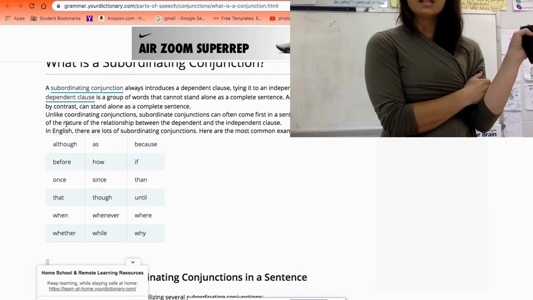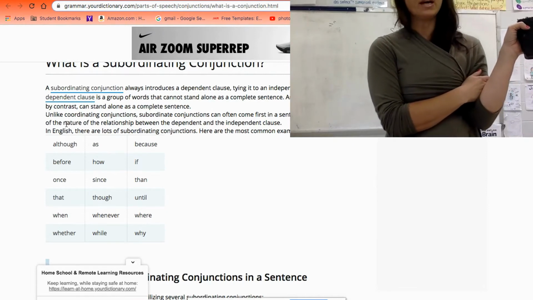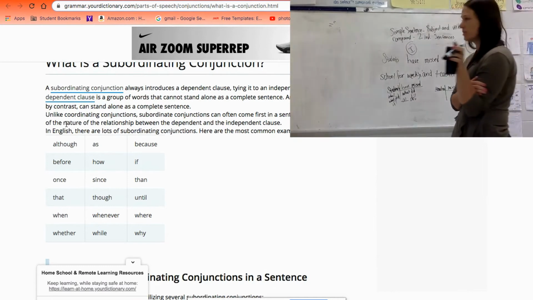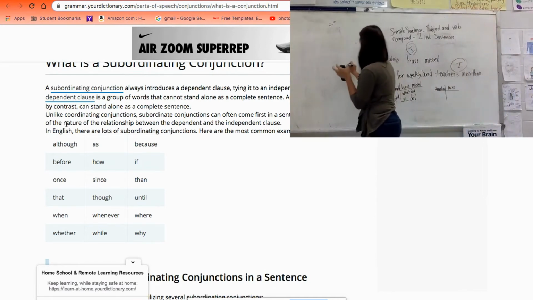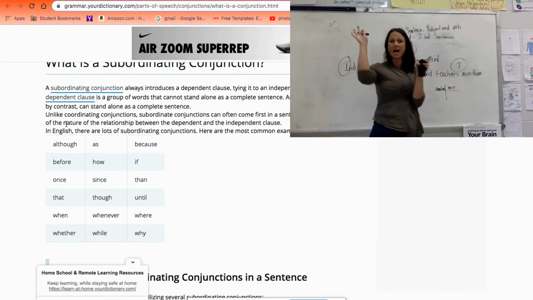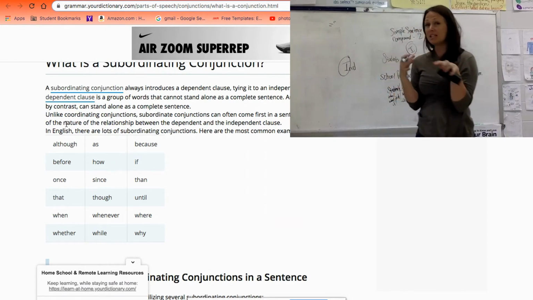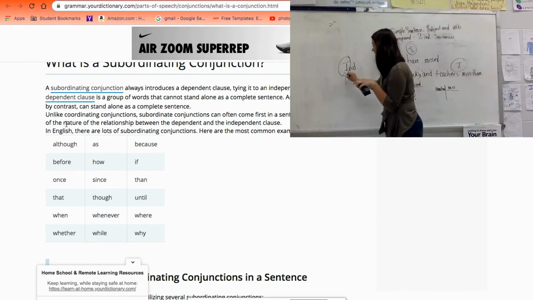Now, independent can stand on its own. Dependent cannot. So independent, the way I remember that, and this is how I've remembered it since I was a kid. If I have independent, what does independent start with? An I. That means I got it. That means I can stand alone. But if I have dependent, it doesn't have the I. It means I depend on something.